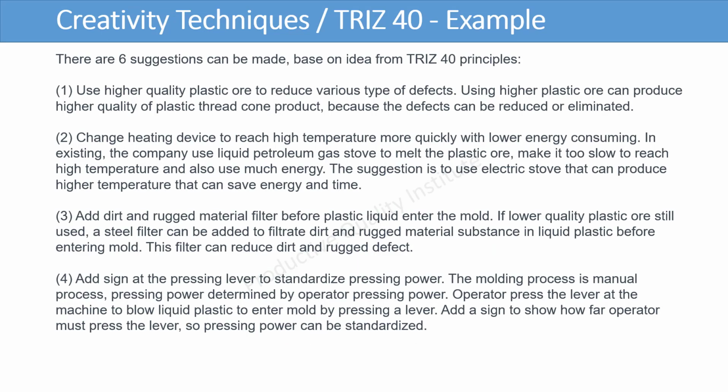There are 6 suggestions that can be made, based on ideas from the TRIZ 40 principles. 1. Use higher quality plastic ore, to reduce various types of defects. Using higher quality plastic ore can produce a higher quality plastic thread cone product, because the defects can be reduced or eliminated. 2. Change the heating device, to reach high temperature more quickly with lower energy consumption.